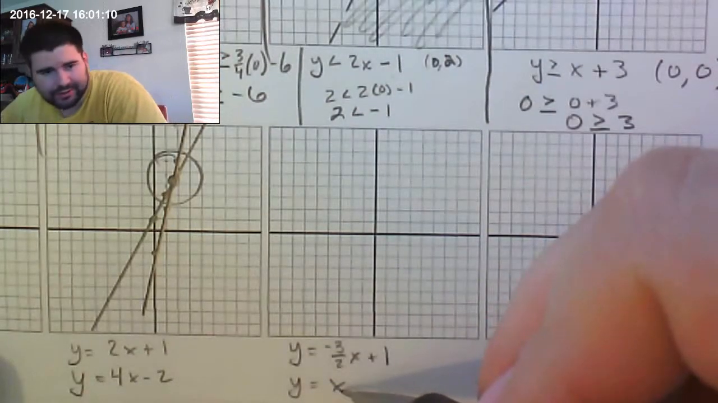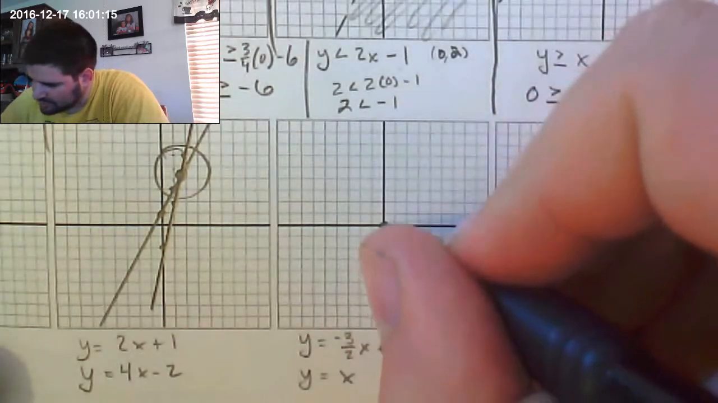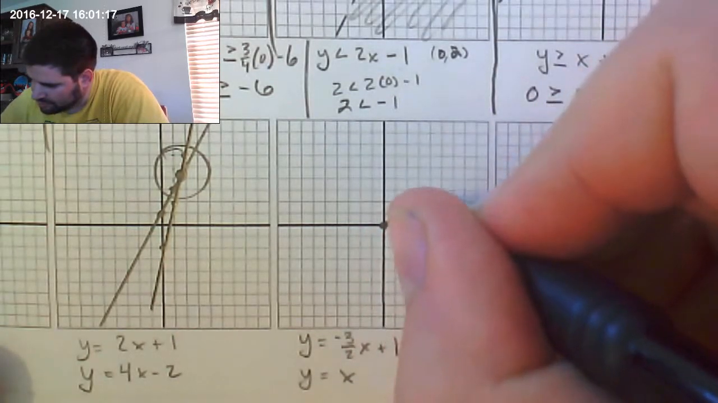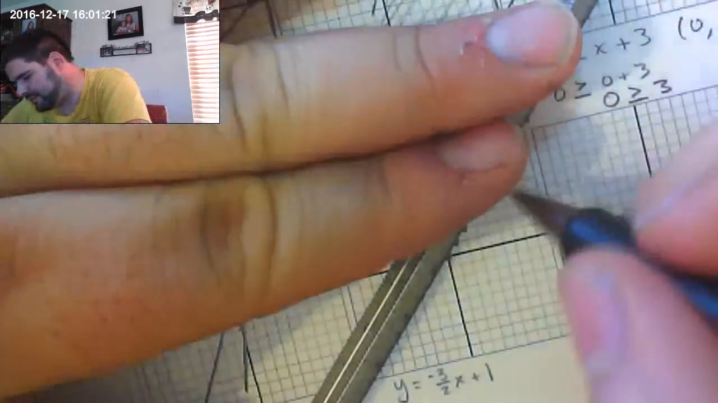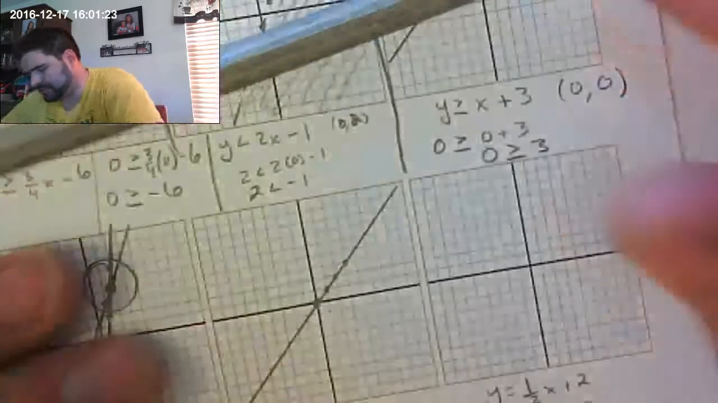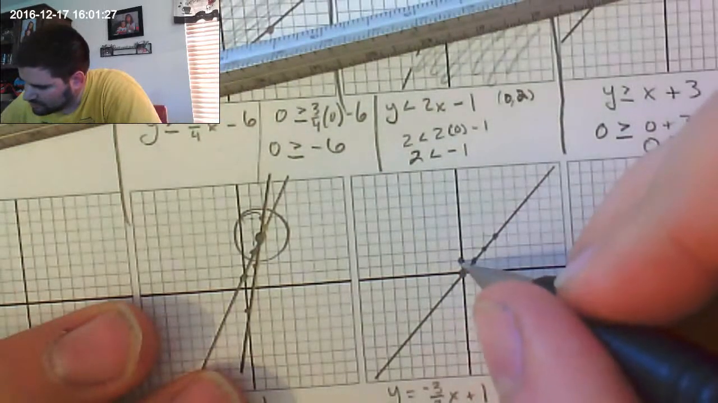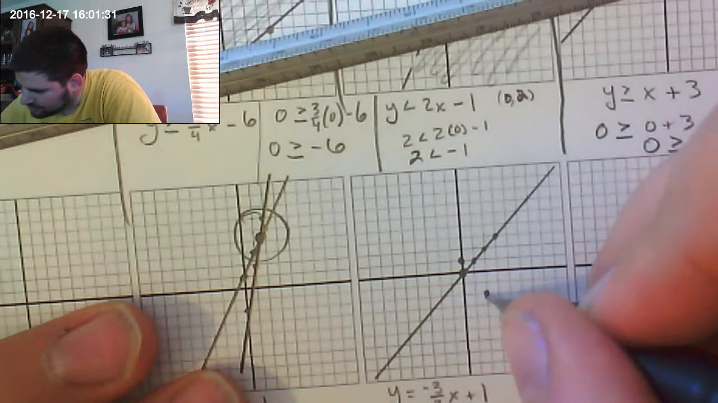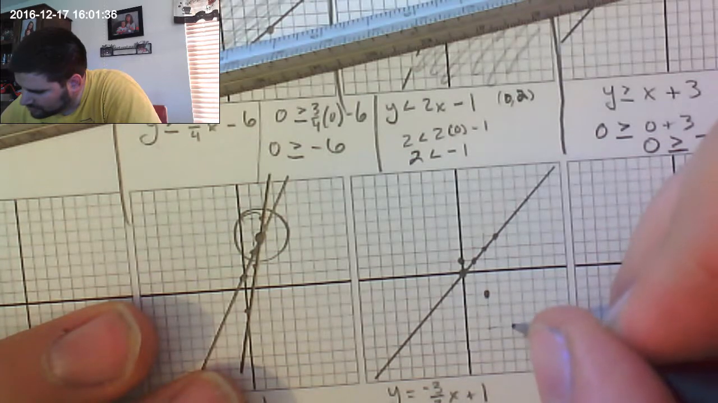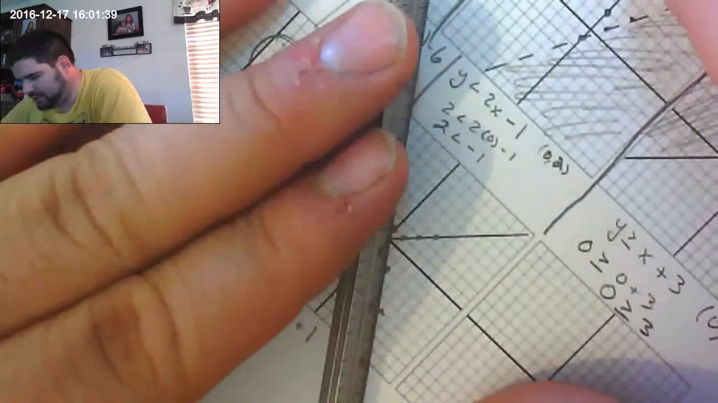This guy's x. So I'm going to graph that one first. Starts at 0. Goes up 1 over 1, up 1 over 1, up 1 over 1. There's my first graph. My next graph is at plus 1. And I go down 3 over 2. Down 3 over 2. Those cross up here.